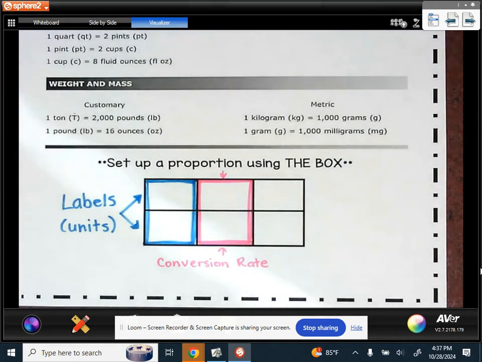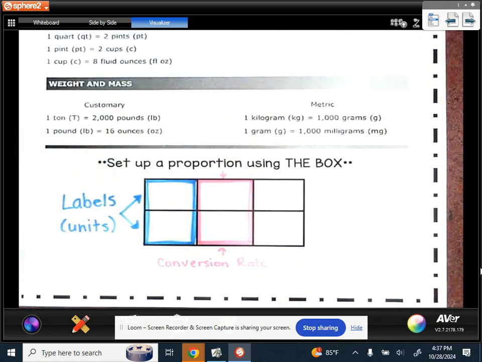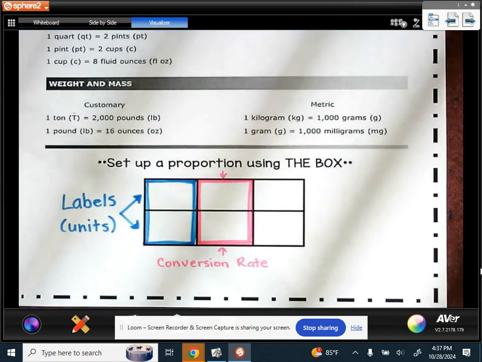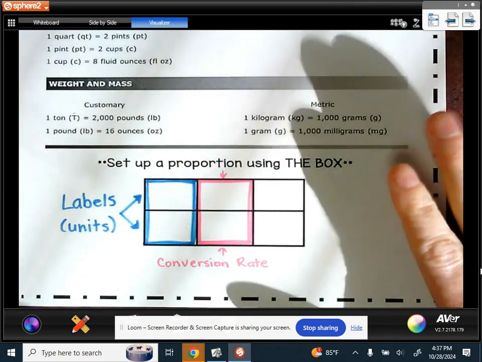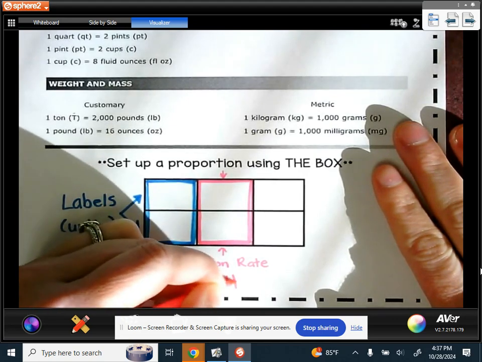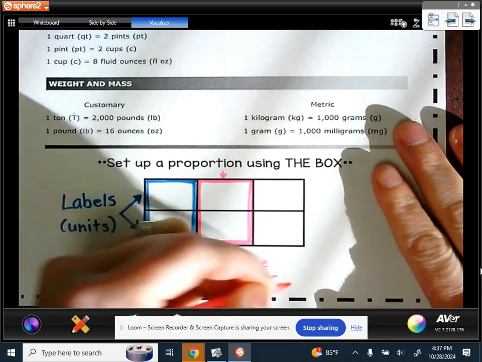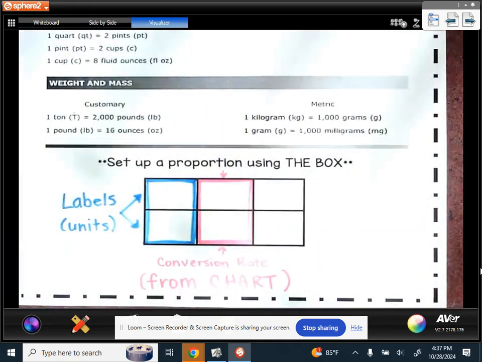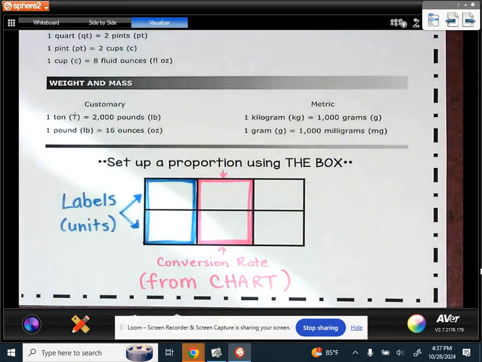So where could we find that? Well, we just looked at all those conversion rates that are listed on the star chart. That's where you're going to be getting that information. So you get your conversion rate from the star chart. I really want you to remember that. So let's go ahead and write from chart. If it's asking you about meters and centimeters, you're going to find on your chart where it talks about meters and centimeters, and you're going to use that conversion rate. Or if it's talking about liters and milliliters, you're going to find that conversion rate on your chart. We'll talk more about that in a minute.